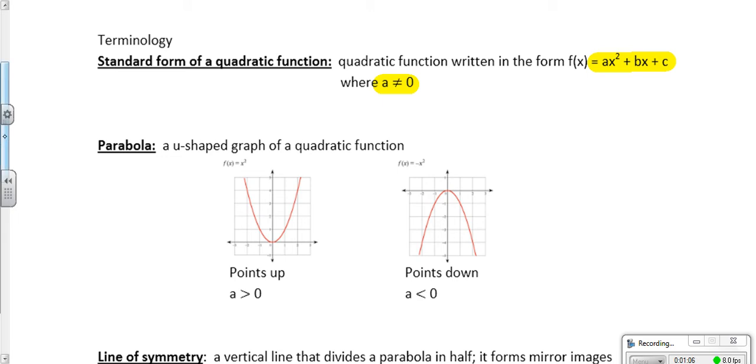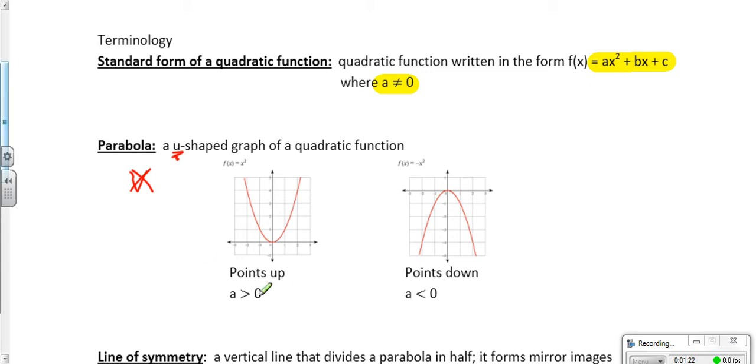Parabola is another word we use for quadratic. Parabola is U-shaped. Remember, it's not a V-shape. A V-shape was absolute value. These are not V-shapes. These are U-shapes. And they open up or down.